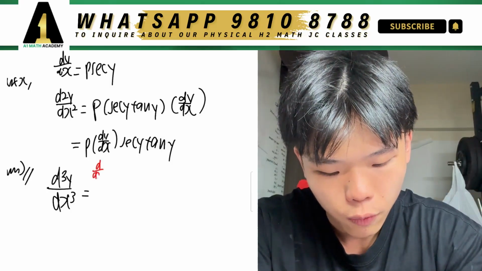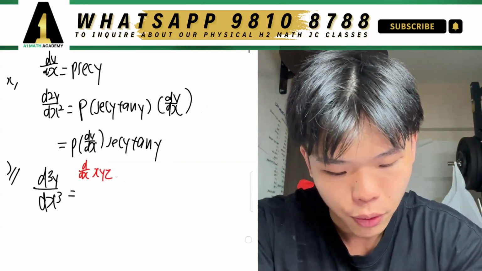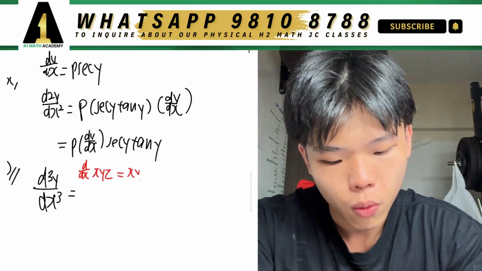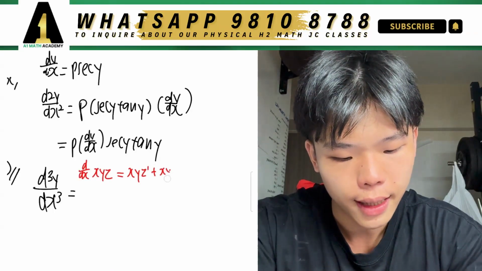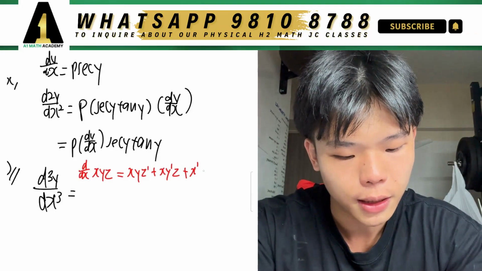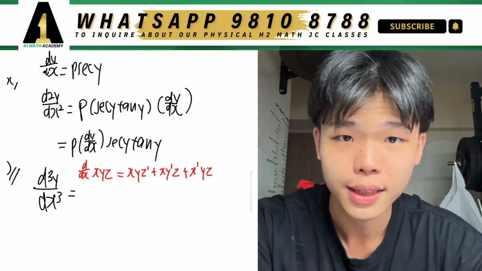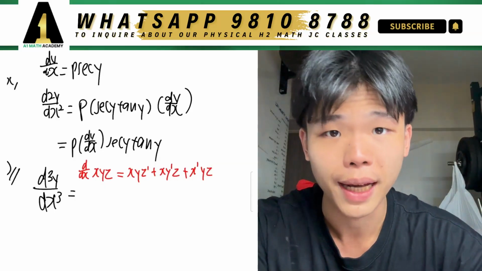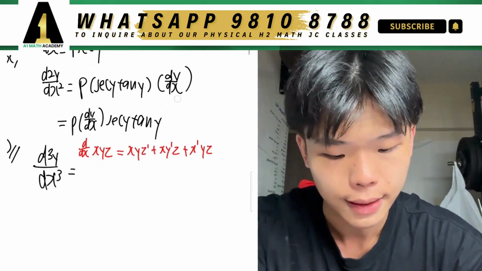For example, d/dx of xyz, you will have xyz' plus xy'z plus x'yz, right? You just differentiate one, keep the other 2. Then you apply this throughout all 3, so you have 3 different pairs at the end.